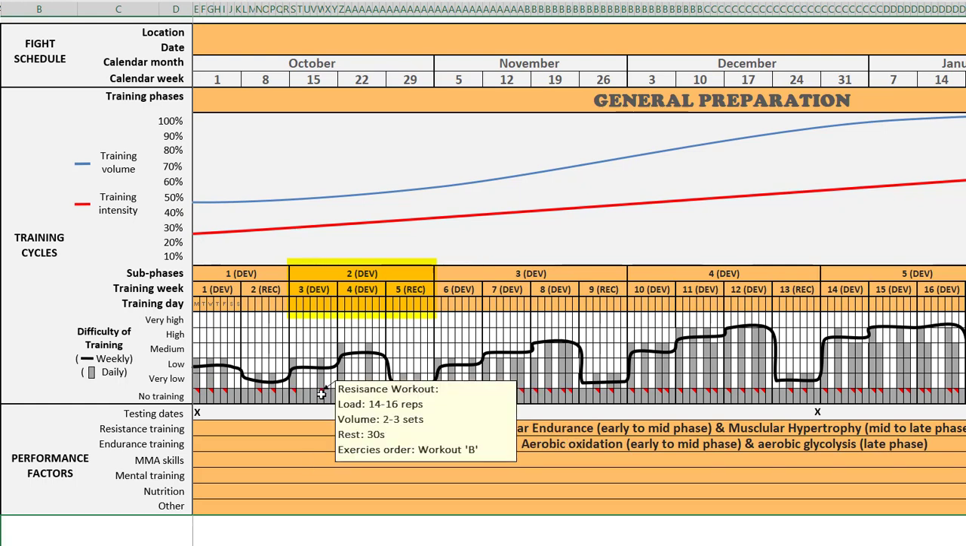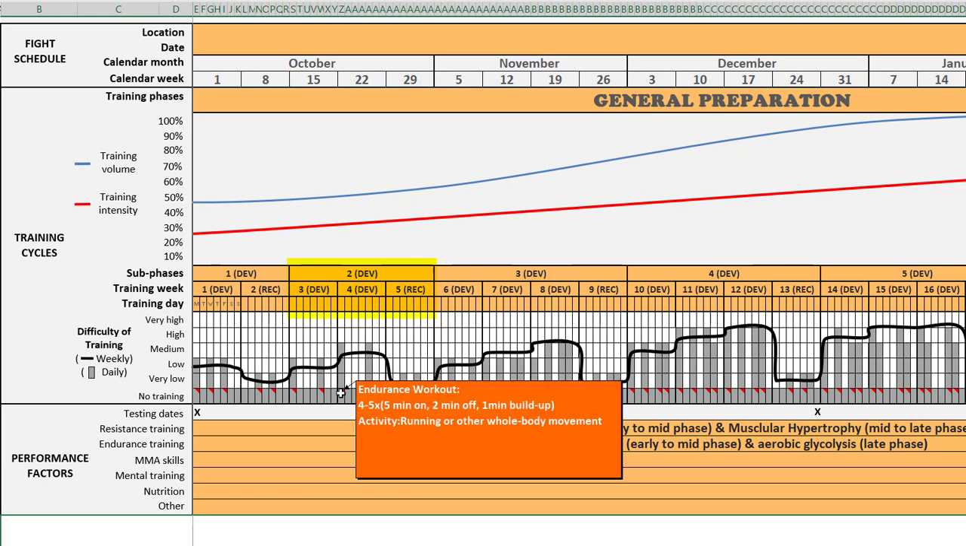For the resistance workout, again we're sticking to that same plan. It's 14 to 16 reps with a volume of 2 to 3 sets and 30 seconds rest. Now what you're noticing here is we're shifting to a different workout. Last time we did workout A, now we're moving to workout B, which increases variation.